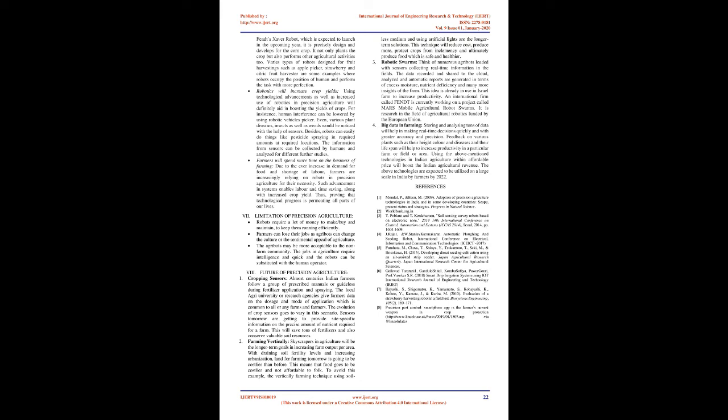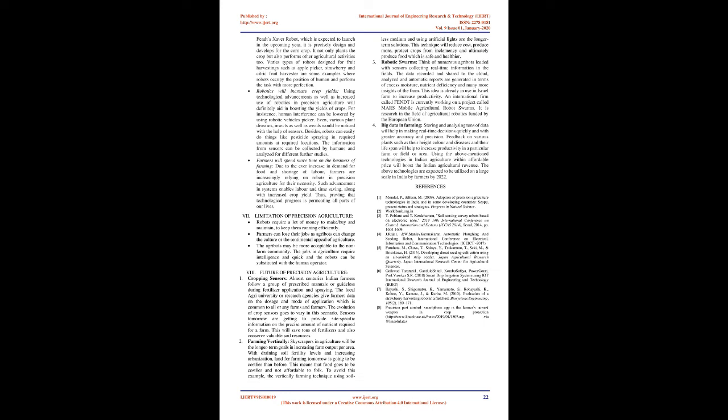Farmers will spend more time on the business of farming. Due to the ever-increasing demand for food and shortage of labor, farmers are increasingly relying on robots in precision agriculture out of necessity. Such advancement in systems enables labor and time saving, along with increased crop yield. Thus, proving that technological progress is permeating all parts of our lives.